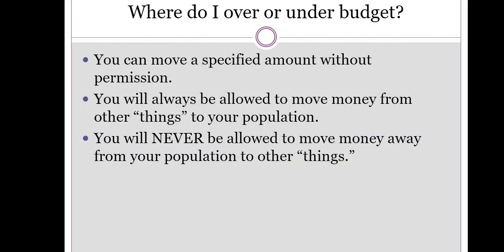So you don't ever want to go over or under budget in certain line items. And when we look at the budget, you're going to see there's different areas. You are allowed to move a specified amount of money without permission from the granting agency. However, if you go over that amount, you will need permission. So there's some places they will always allow you to move money from, and there's other places that they will never allow you to move money. So anything that's spent directly on your population, they will never let you take the money out of that area and put it into something else.